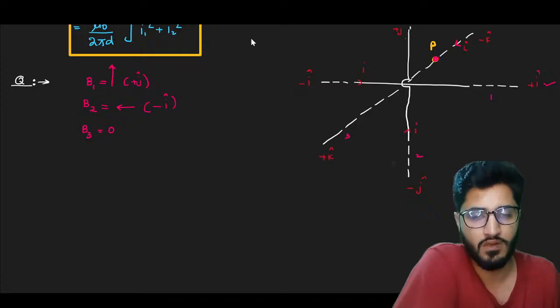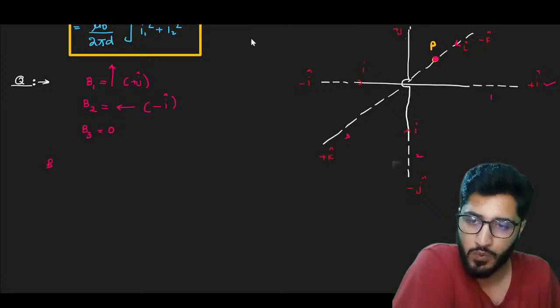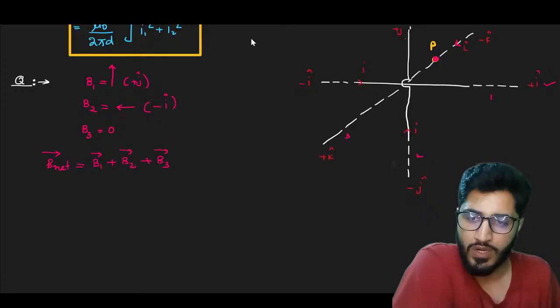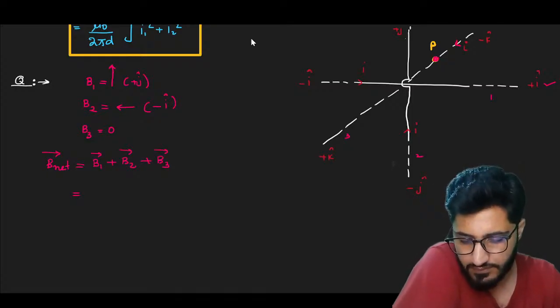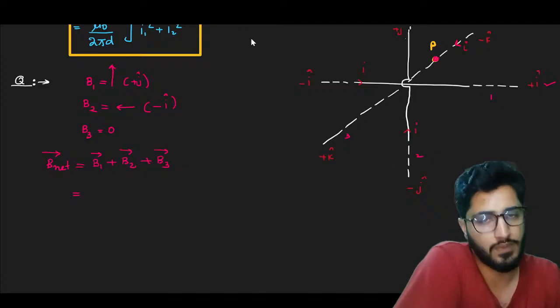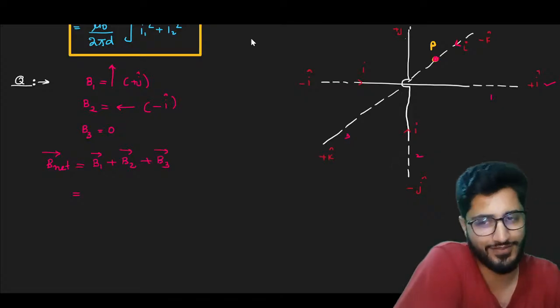Hello, beta. Now, what do we need to find? Sir, we need to find B net. So I can write here B net. B net means the net effect of all of them. So I can write B1 plus B2 in vector form plus B3. What is B1? This is due to the infinite wire. But I will start 11th next month, and before your examination, I will conclude your 11th also.